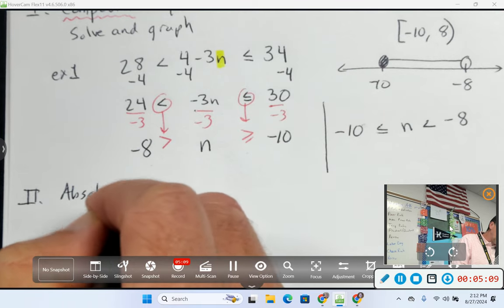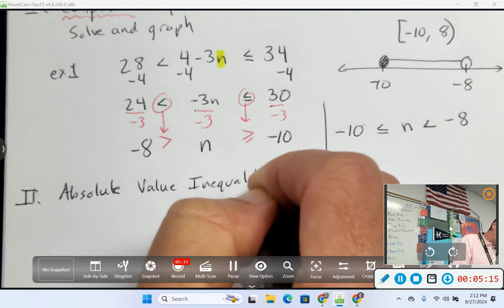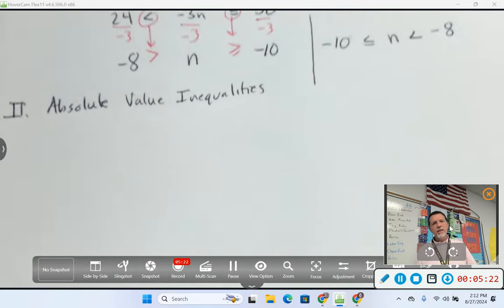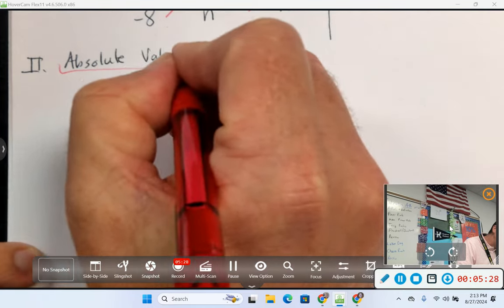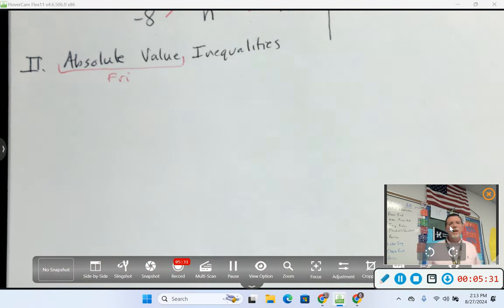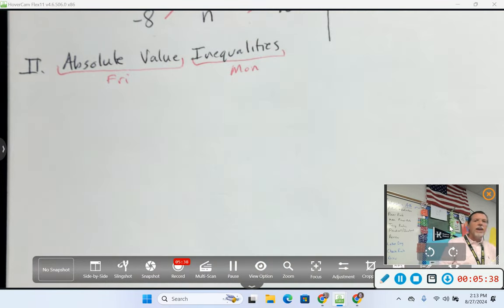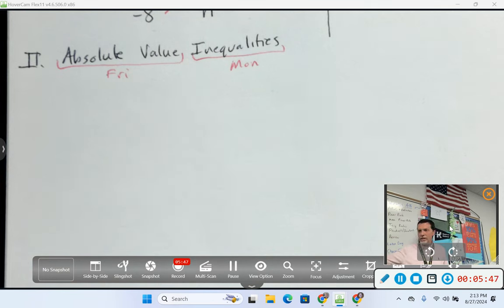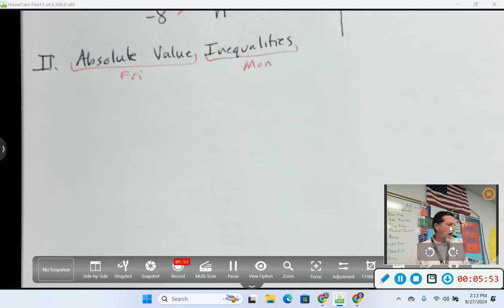Right, now let's talk about absolute value inequalities. Mouthful just to say it all. Absolute value inequalities. Little reminder, we did absolute value equations on Friday. We did inequalities yesterday. And today we're going to sandwich them together. And so all the rules from absolute value, we got to remember those. All the rules from inequalities, we got to remember those. We reviewed some of those in that last problem. And I got to put them all together to solve an absolute value inequality.